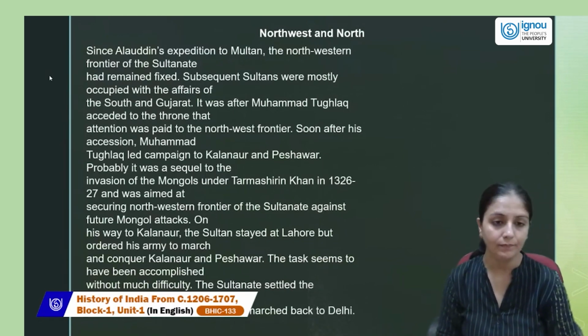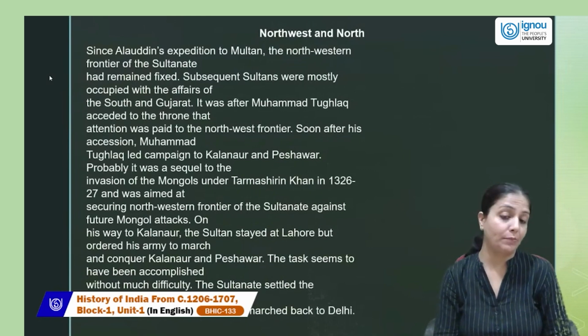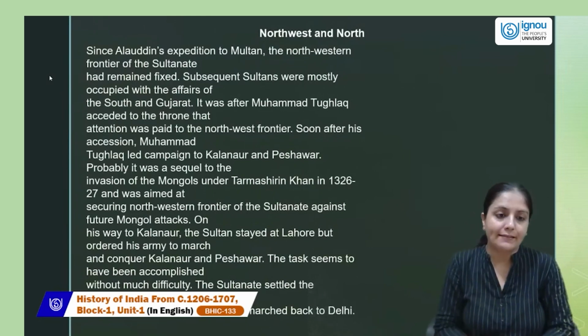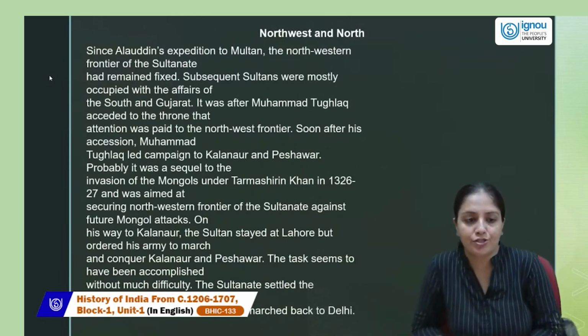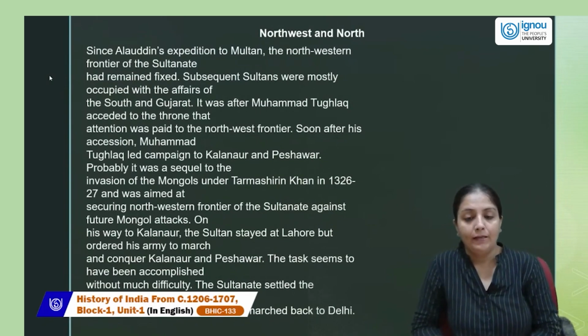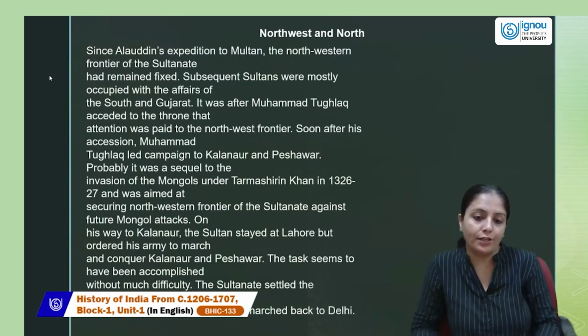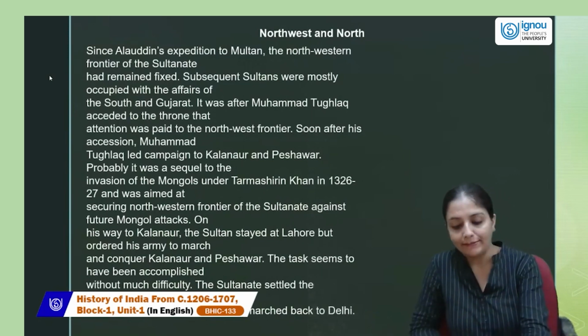On his way to Kalanur, the Sultan stayed at Lahore but ordered his army to march and conquer Kalanur and Peshawar. That task seemed to have been accomplished without much difficulty. The Sultanate settled the administrative arrangements of the newly conquered region and marched back to Delhi at that time.